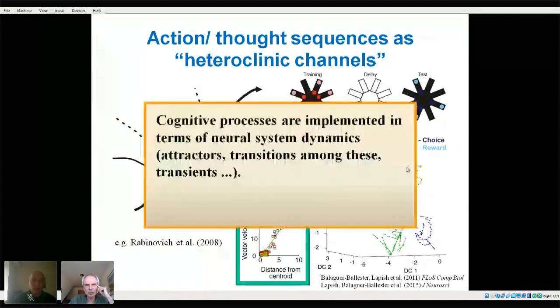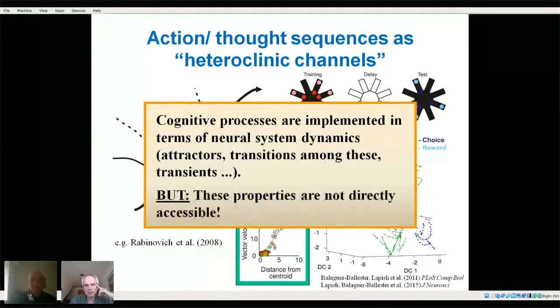So I don't really want to dive into much detail here. I just want to make the point that cognitive processes are commonly thought of as being implemented in terms of system dynamics in theoretical neuroscience. But the point is that we do not have direct access, of course, to the generating equations. We do have models, but flow fields are not directly accessible. At best, we can reconstruct trajectories.